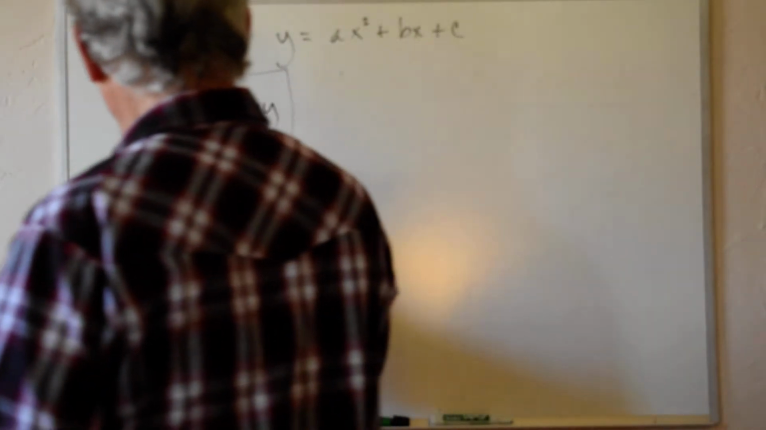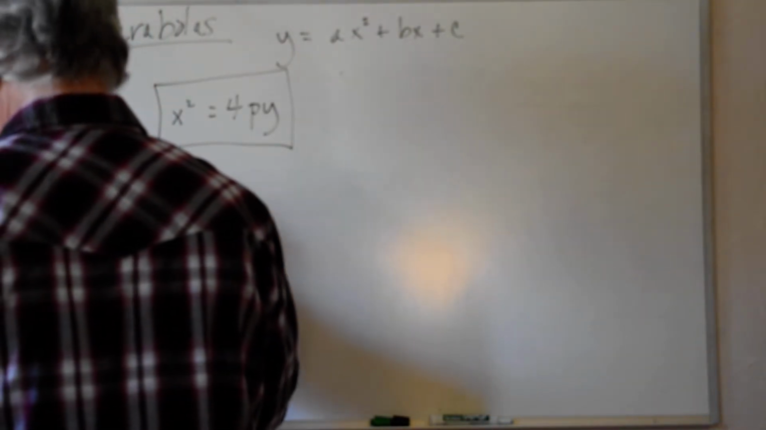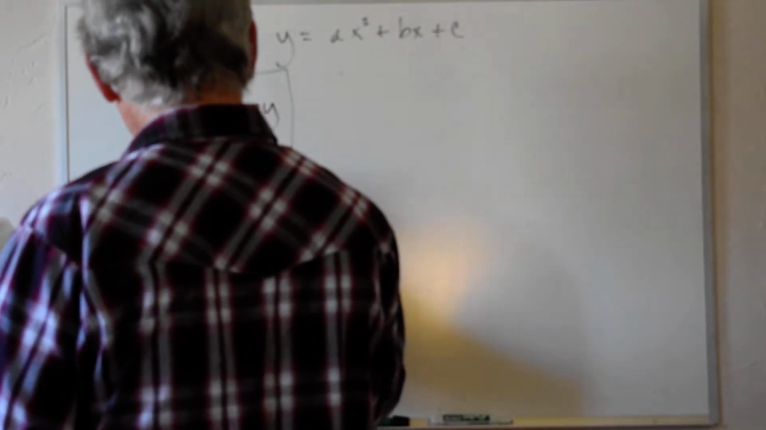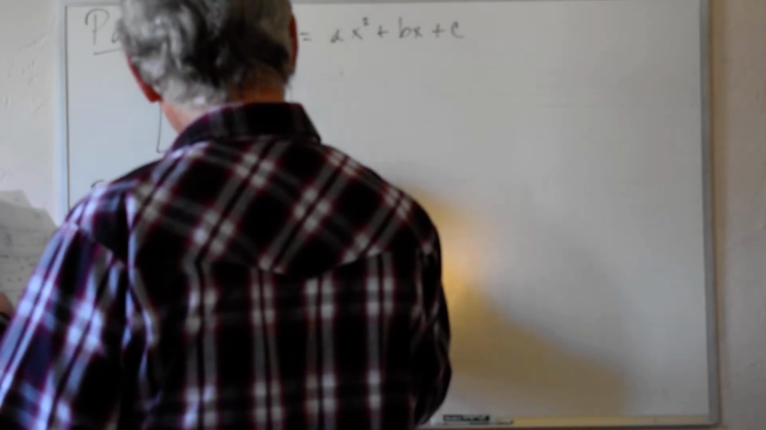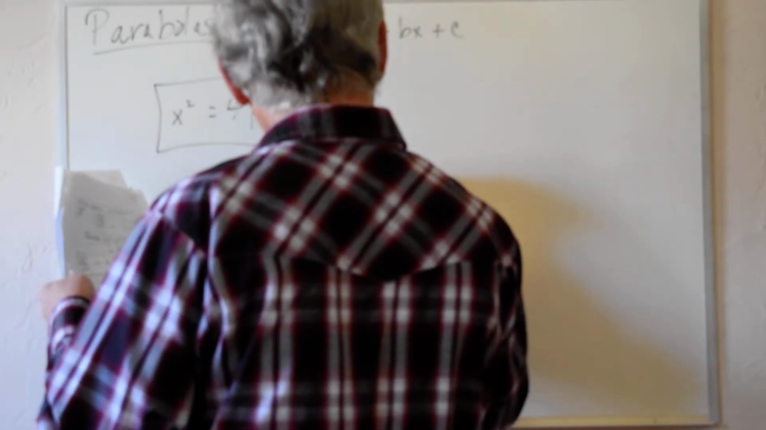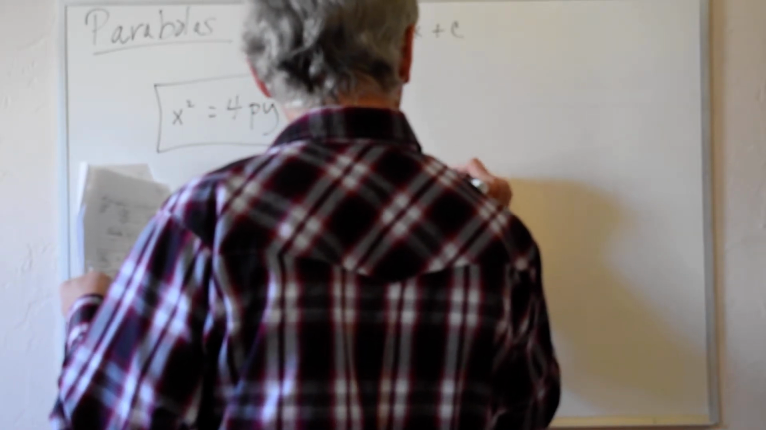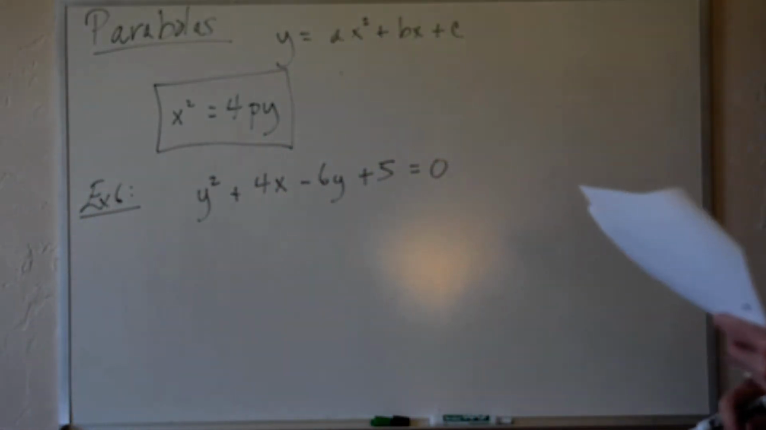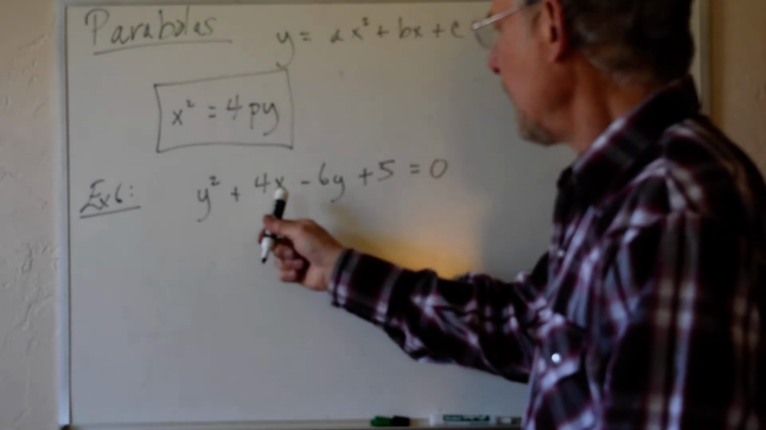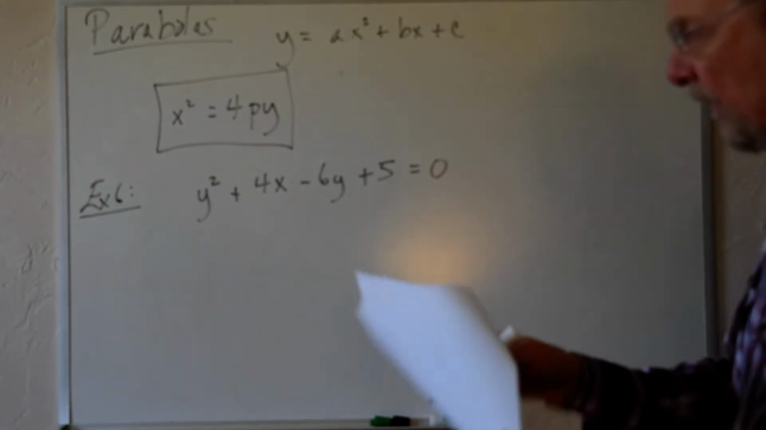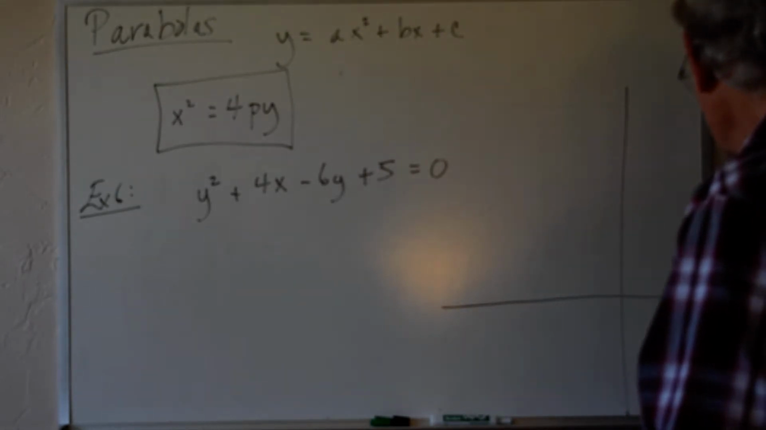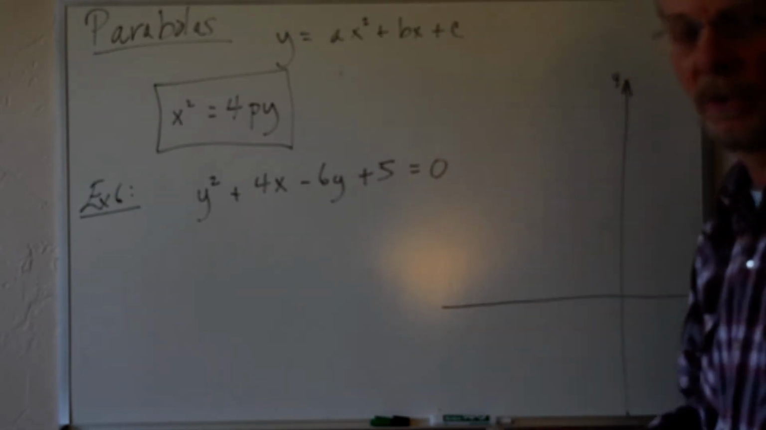Let's look at example 6. On page 646, we're asked to graph the parabola y squared plus 4x minus 6y plus 5 equals 0. Okay, the first thing you notice is it's the y that's being squared, not the x. So this is not going to be a function. This is going to be a parabola that's lying on its side. And it's going to fail the vertical line test, so it's not a function.